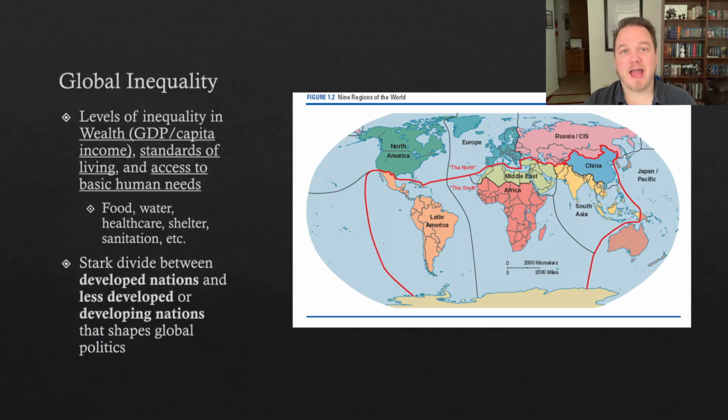Hello, let's talk about inequality around the world. So when we're talking about inequality, what exactly are we pointing to? Well, there are a couple of different measures that you can use to determine how unequal countries are.